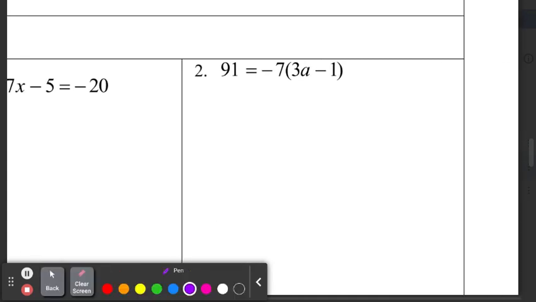91 equals negative 7 times the quantity 3 times a minus 1. Here's our equal to bar. Remember, step 1 is distribute if you can. There are parentheses, so we're going to distribute. I'm going to bring down my 91, that's hanging out on the left side. And it is negative 7 times 3a, so negative 21a. Negative 7 times a negative 1 is a positive 7.